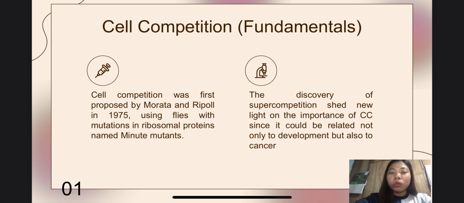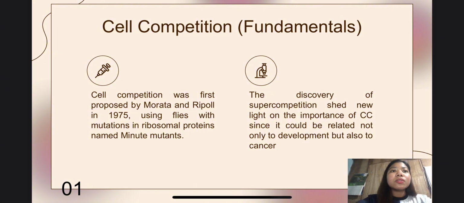Cell competition was first proposed by Morata and Ripoll in 1975, using flies with a mutation in a ribosomal protein, named Minute mutants. When Minute slow-proliferating cells are in contact with wild-type cells, they are eliminated from the wing imaginal disc. This cell elimination requires local interaction between populations with different growth rates within the same tissue compartment.